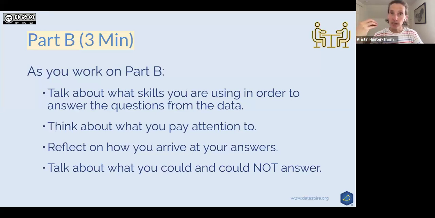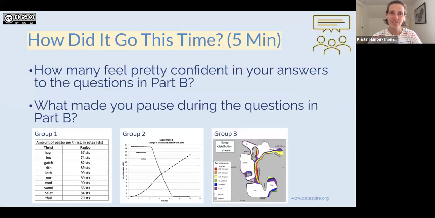Once you get your part B, same thing. Look through the questions and think about how to answer them. What are you using to answer those questions? What are you paying attention to? How are you arriving at your answers? What can you or can you not answer? Now, set a timer for 3 minutes. If you want to go longer, that's fine. Pause this recording, go do that, and then come back.